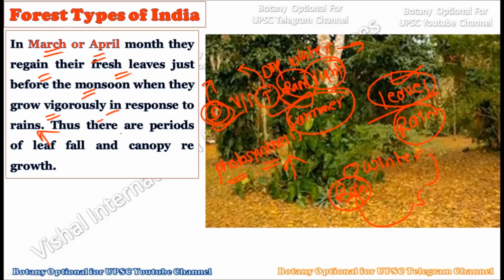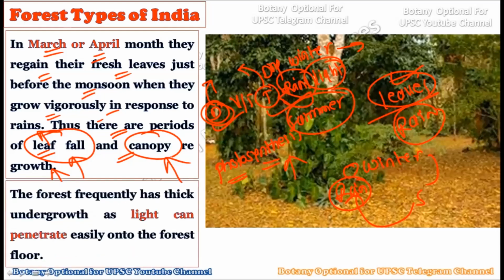Thus there are periods of leaf fall and canopy growth. Basically, at one time of the year there is leaf fall, and in the other part of the year you will have canopy growth. The leaf fall is the characteristic feature of the deciduous forest, and after the leaf fall there is a creation of the canopy. This is the natural cycle possessed by the deciduous forest, and they have adjusted this technique according to the abiotic factors present within the environment.